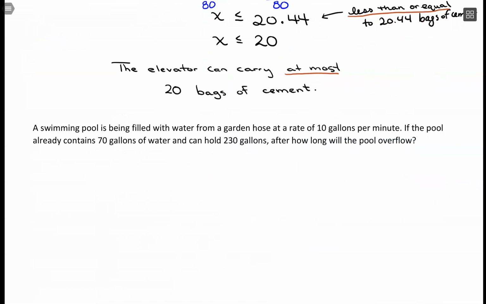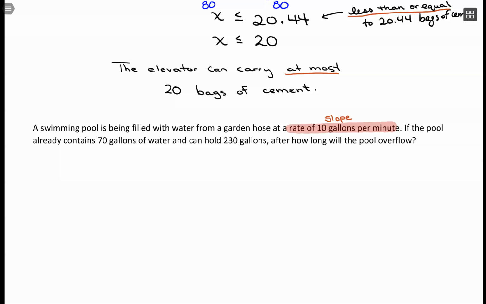Alright, one more example here. A swimming pool is being filled with water from a garden hose at a rate of 10 gallons per minute. And if you see that word rate, most of the time they're telling you what the slope is, that rate of change. So we can see for each minute, gallons is increasing by 10. So you have this rate of change.